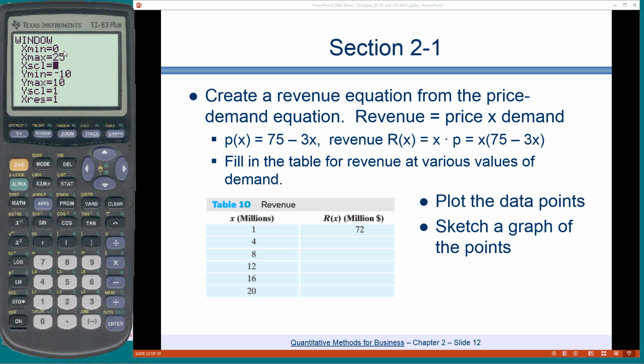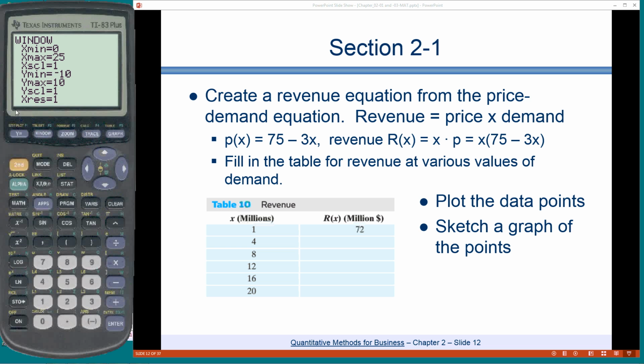Okay, so now when it draws the graph, the left end of the x-axis is going to be whatever x min is, 0, demand is 0. And the right end of the x-axis is going to be whatever x max is, which is right now 25, demand of 25. Now I'm going to go down to my y-axis.